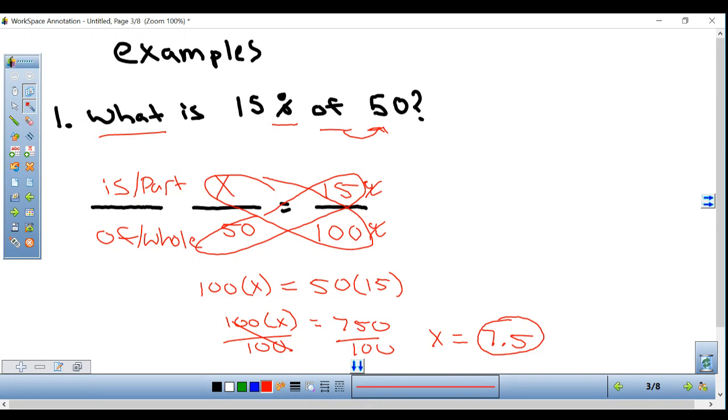So what is 15% of 50? 7.5 is. So before I move on, I'm going to go ahead and show y'all what factor of change looks like. I'm going to set up the exact same proportion.